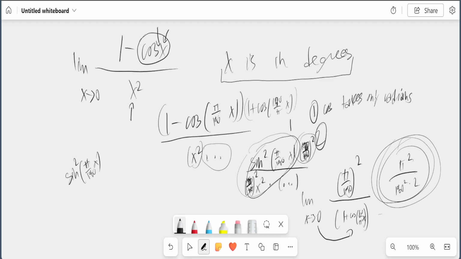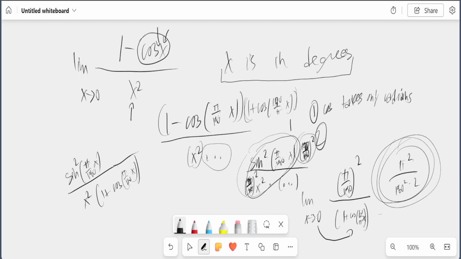Wait, when you compensated, you did pi over 180 times x to the power of 2, right? So I had sine squared of pi over 180 x squared, right? And then because I multiplied it over here, I also have 1 plus cosine pi over 180 x, right? Does that make sense for everyone? Yeah. Okay. Oh, did someone say no? I didn't hear. So everyone said yes. Okay.